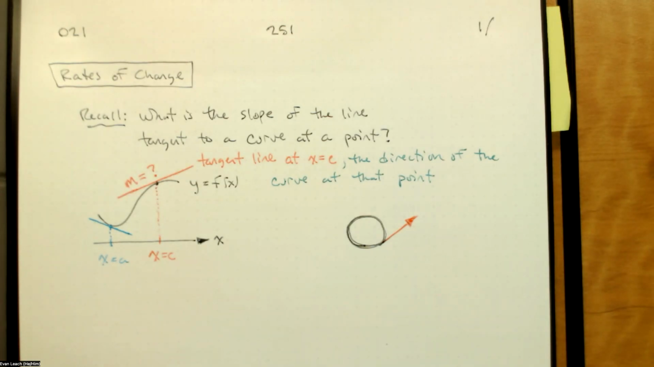So think of the tangent line as the direction things are headed. That's what we care about. Slope indicates a direction. And so the slope of the tangent line is the direction that the curve is going at that point. In terms of rates of change, we're going to imagine this as the instantaneous rate of change at that point.